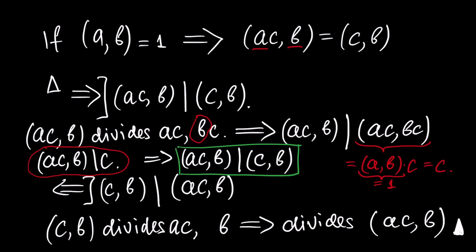Once again, if we have A and B coprime or relatively prime, in this case, the GCD of AC and B, since A and B are coprime, is equal to the greatest common divisor of C and B.